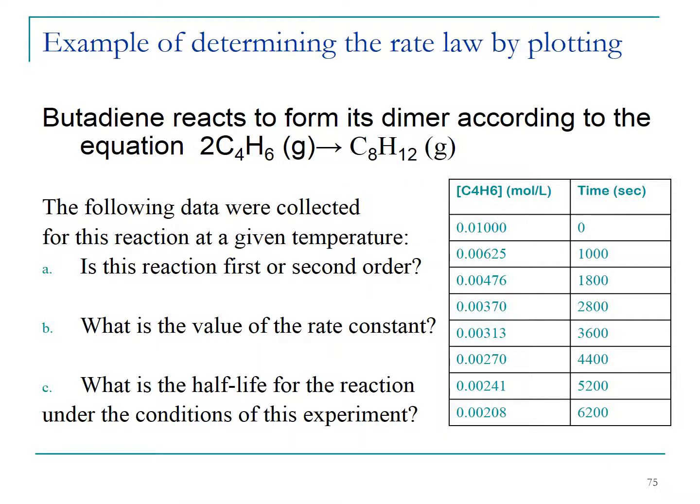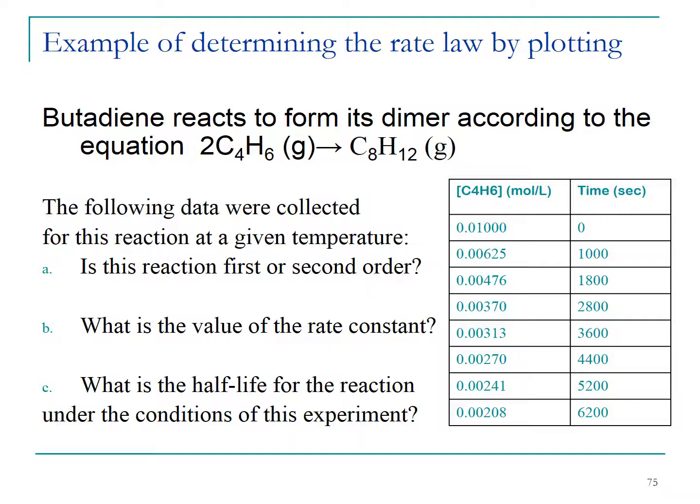All right, so here's just another example. Determine it by plotting. So butadiene, this reaction, 2C4H6 becoming C8H12. The following data were collected. Is this reaction first order or second order? And once you find out, what is the value of k and what is the half-life? So these are 3 things that we want to figure out using this data.